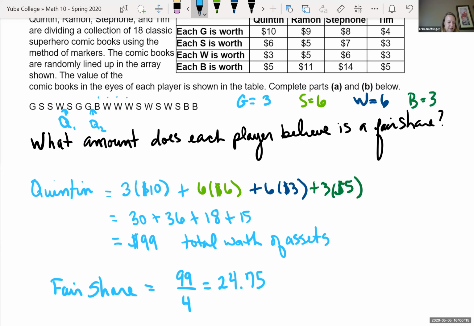Plus S, which is $6. Plus, and I'm up to $20. So plus W, which is $3. So that's $23. If I do another S, that would get me up to, that's too much. So let's stop there. And this is where they would put their third marker. Okay, so we're gonna wanna do the same thing for the other players.